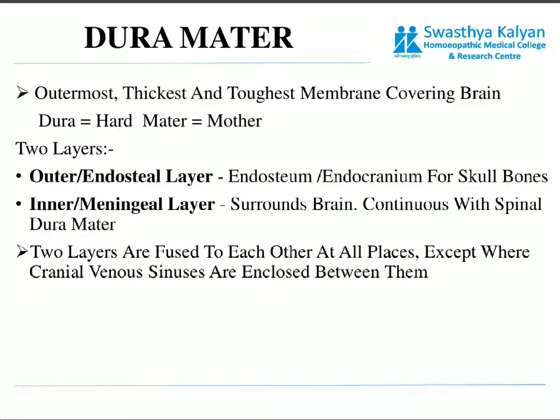These two layers, the endosteal and the meningeal layer, are fused with each other at all places except for those places where the cranial venous sinuses are enclosed. When we studied the cranial venous sinuses, we discussed that these sinuses are present in between the two layers of the dura mater. Except for these places, everywhere else the two layers of the dura mater are in close contact and continuous with each other.